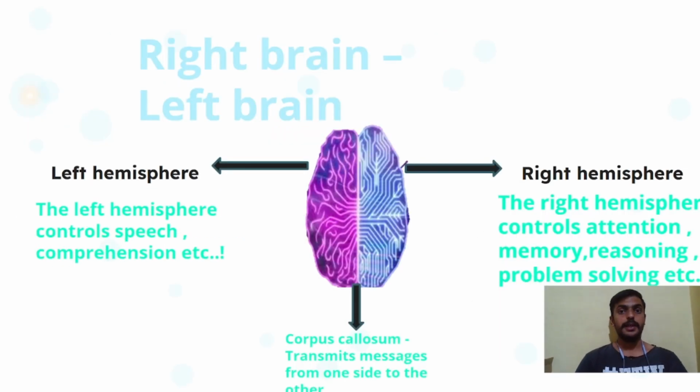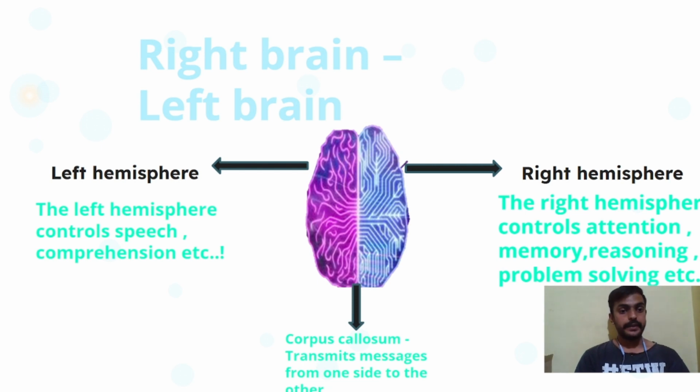So now let us learn about two different parts of our human brain. The two parts are the left hemisphere and the right hemisphere. Basically, the left side of the brain will control the right part of the body and the right side of the brain will control the left side of the body.